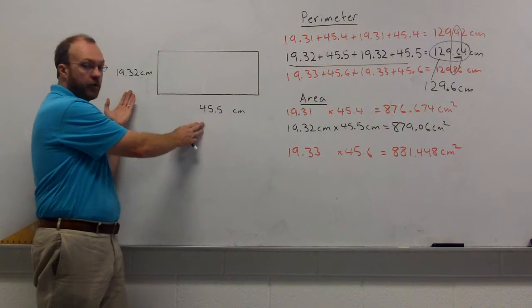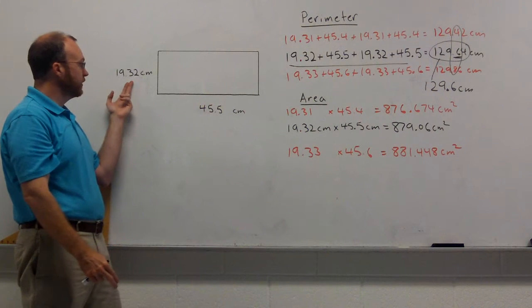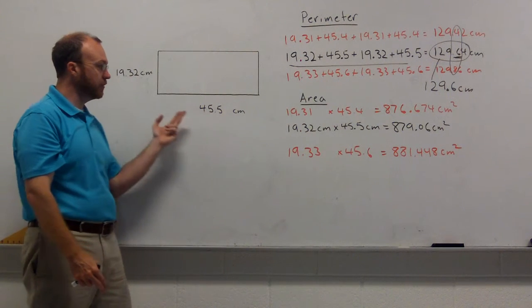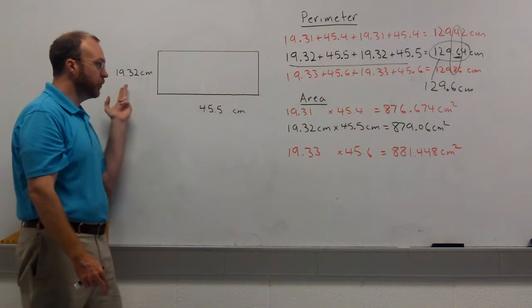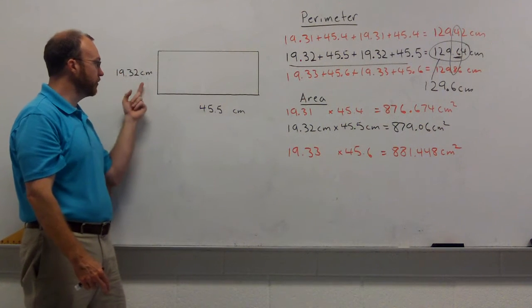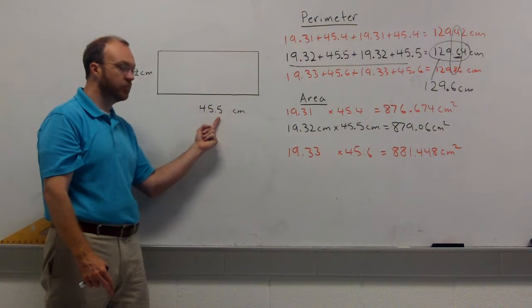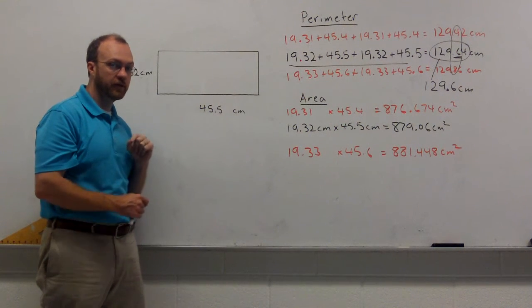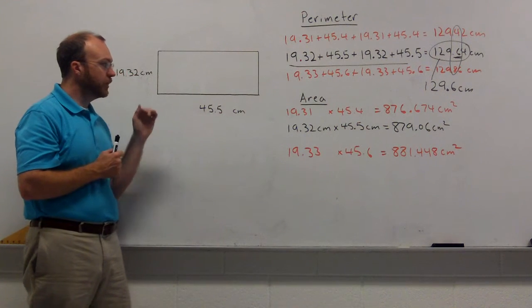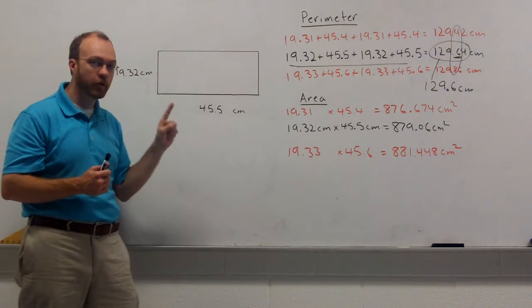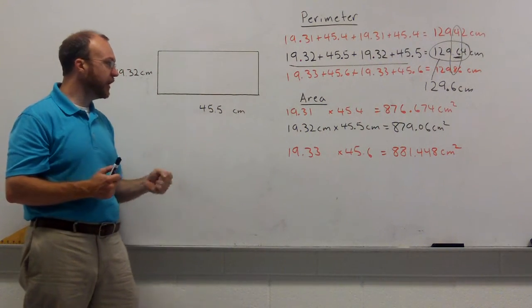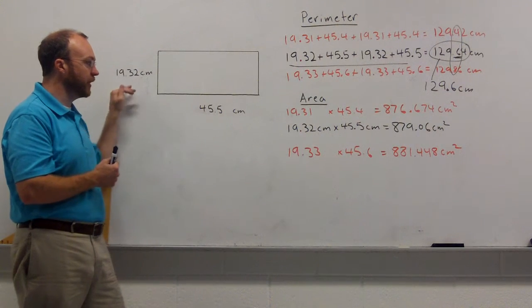Okay? So here on this rectangle, I've measured the width to be 19.32 centimeters and the length to be 45.5 centimeters. Remember, we used a ruler with a different precision, so this one was good to the hundredths place, this one was good to the tenths place. Now, if instead of finding the perimeter, we want to find the area, now we're going to multiply. So let's say I say find the area of this rectangle.